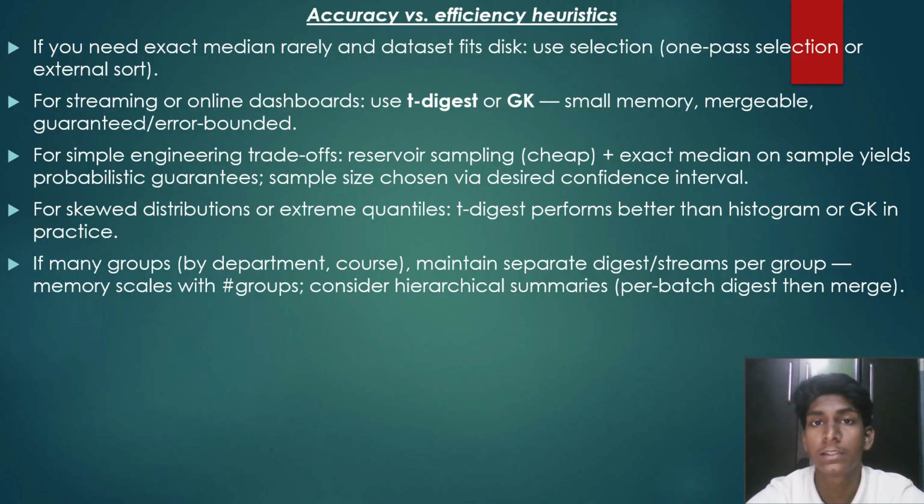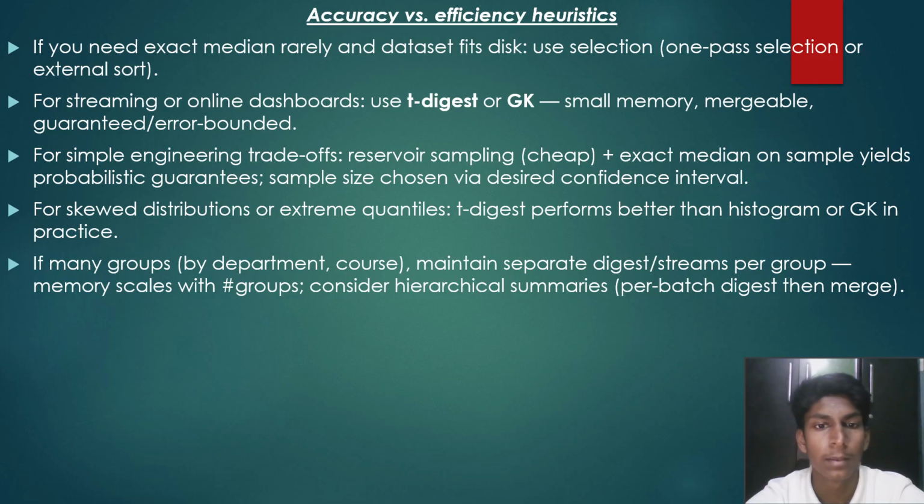Accuracy versus efficiency heuristics. If you need the exact median and the dataset fits on disk, use selection. For streaming or online dashboards, use T-digest or GK: small memory, mergeable, guaranteed error bounded. For simple engineering trade-offs, reservoir sampling plus the exact median of the sample yields probabilistic guarantees. Sample size is chosen via the desired confidence interval. For skewed distributions or extreme quantiles, T-digest performs better than histogram or GK in practice.